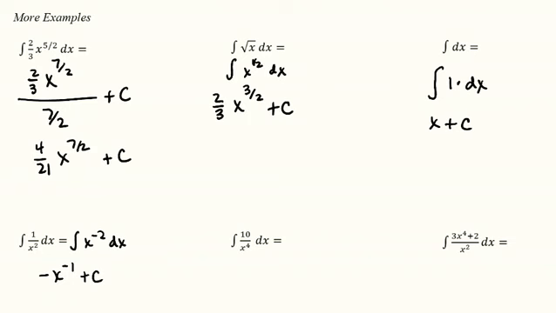Okay, so the same thing over here. So this is going to be 10x to the -4 with respect to x. And so I'm going to just go ahead and increase the power by 1 to -3. I've got 10, and I'm going to divide by -3.